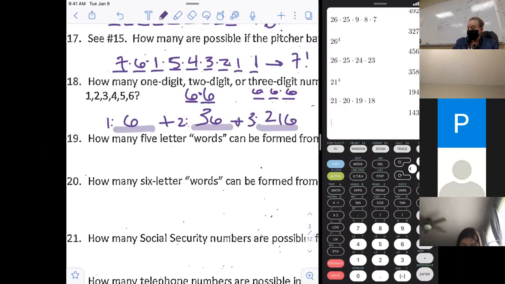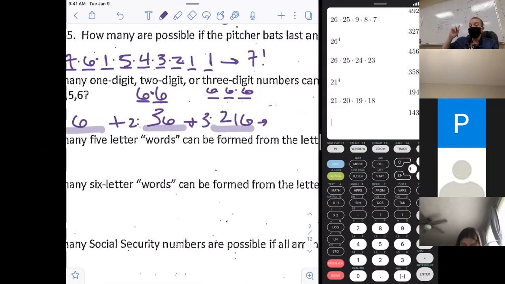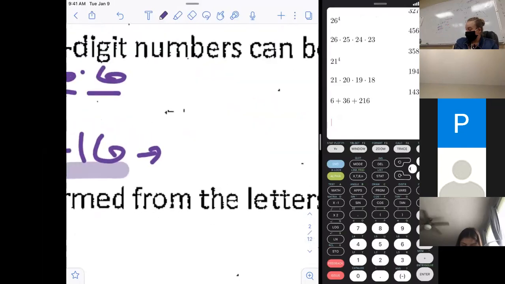So 6 plus 36 plus 216. And that's going to tell me the total number of options I have for a 1, 2, or 3-digit number that has digits 1 through 6. 6 plus 36 plus 216, and I get 258.